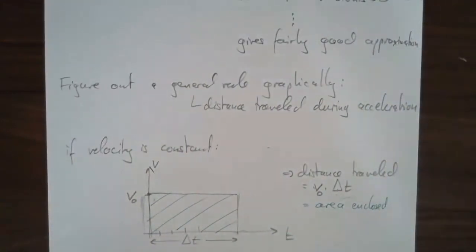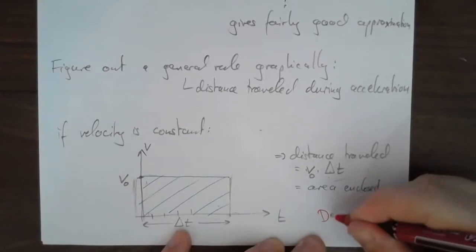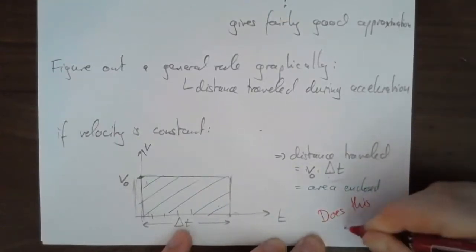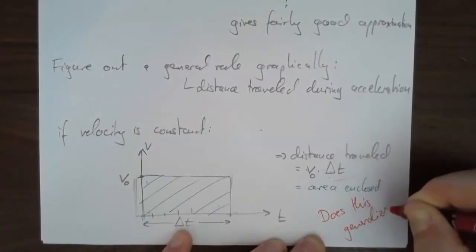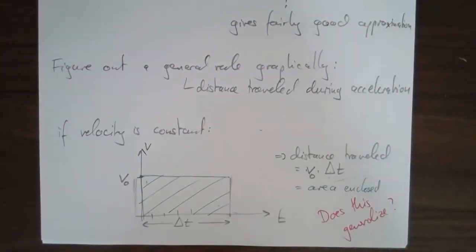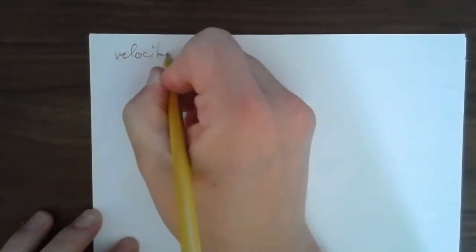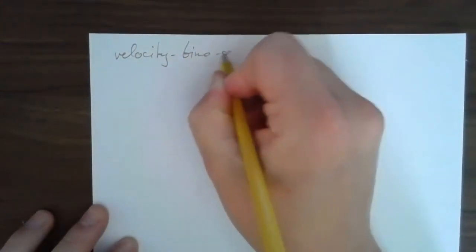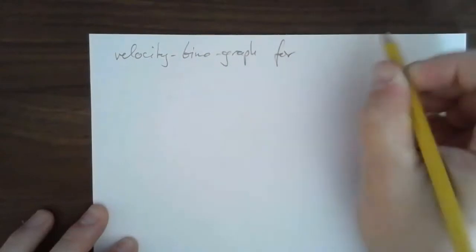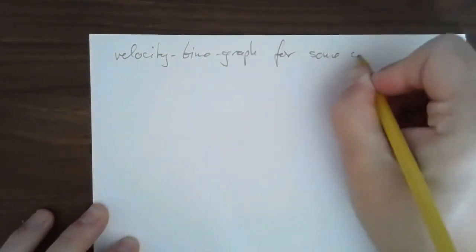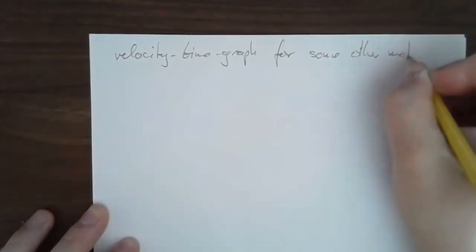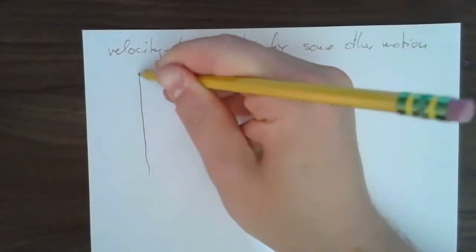Well, we can't assume it, right? We have to actually show it. So does this generalize? The answer is going to be yes, and let's see how we can make sense of that. Let's draw a velocity time graph for some other motion. Not constant velocity. Not constant acceleration either. I'm going to draw something complicated.